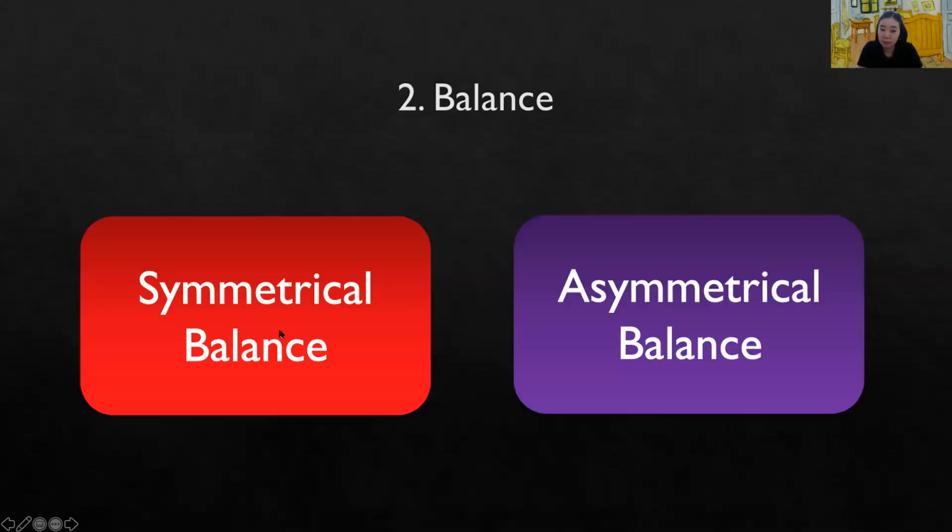And there were two types of balance: symmetrical balance and asymmetrical balance. So symmetrical balance is a mirror image of shapes or forms on either side of an imaginary axial dividing line. And asymmetrical balance is two sides that do not correspond to one another in size, shape, and placement.